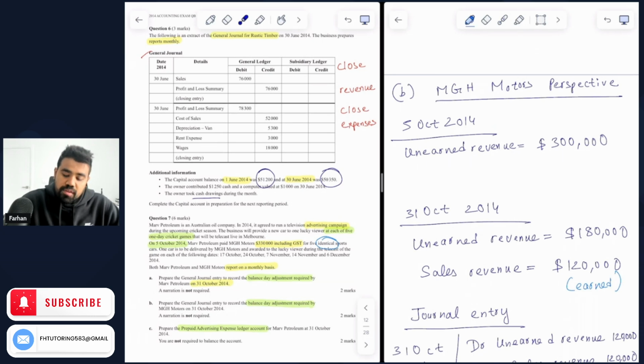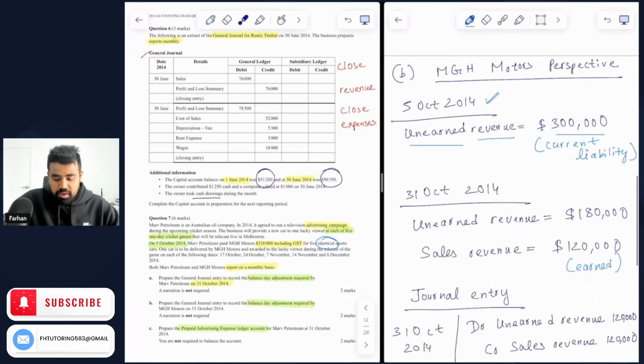The reason we call this unearned revenue is because we have received the payment in advance and we are yet to deliver each of these cars when we are getting the money on the 5th of October 2014. All right. So on the 5th of October 2014, we haven't earned any of the revenue for $300,000. It's all a current liability.